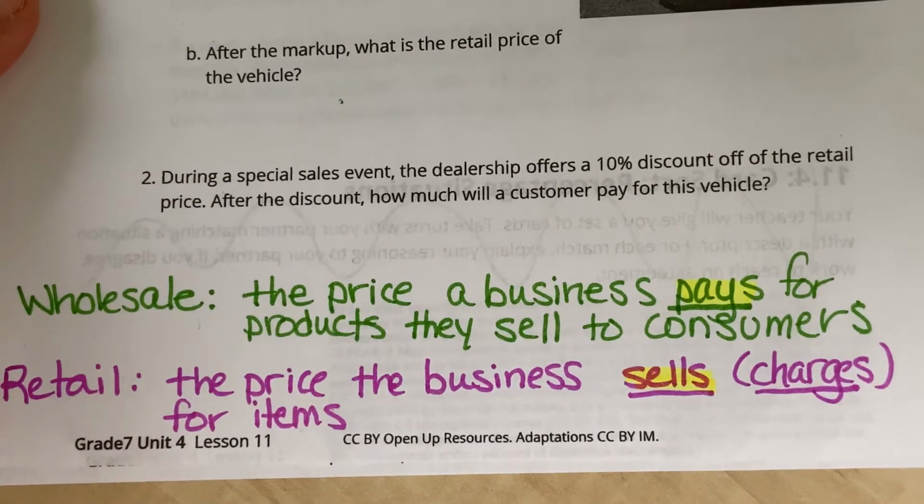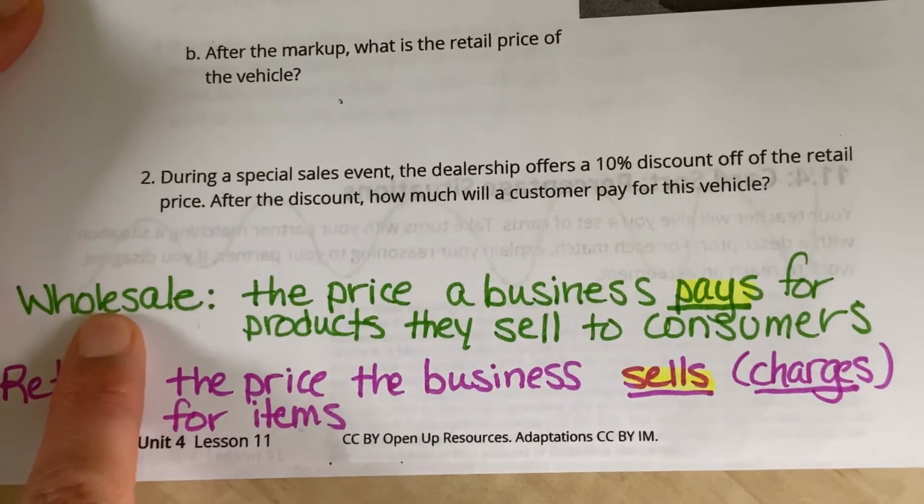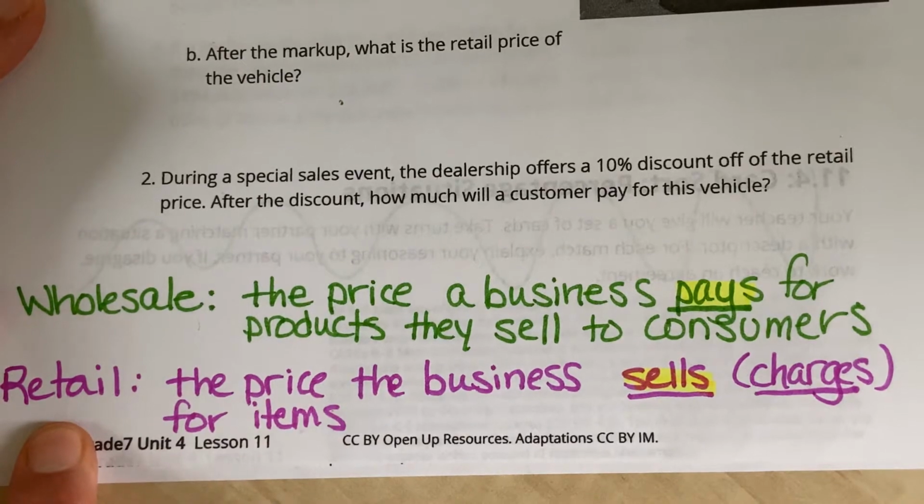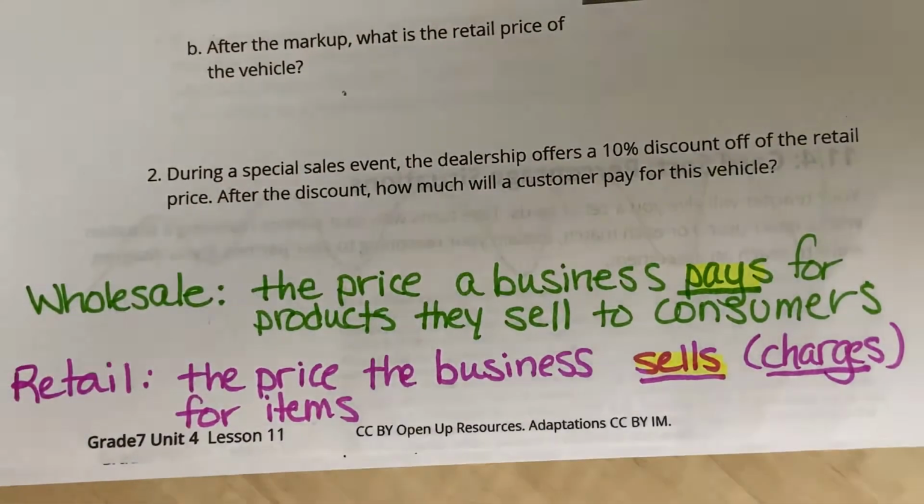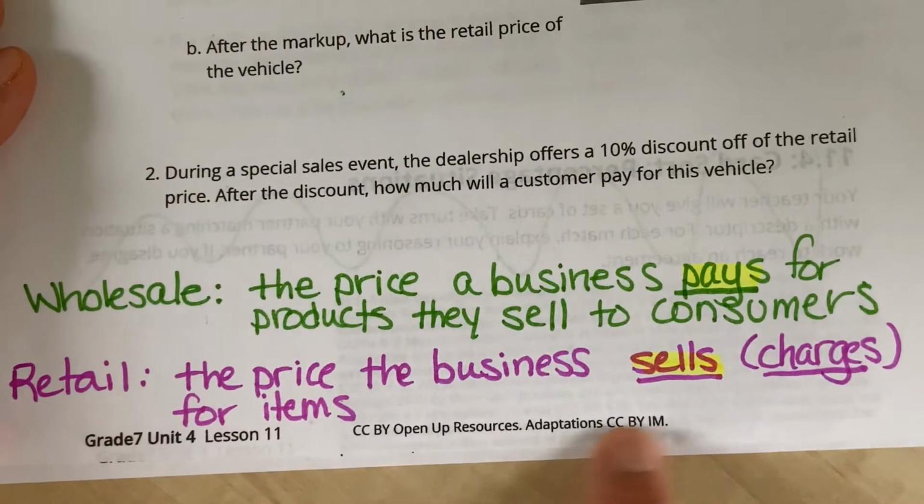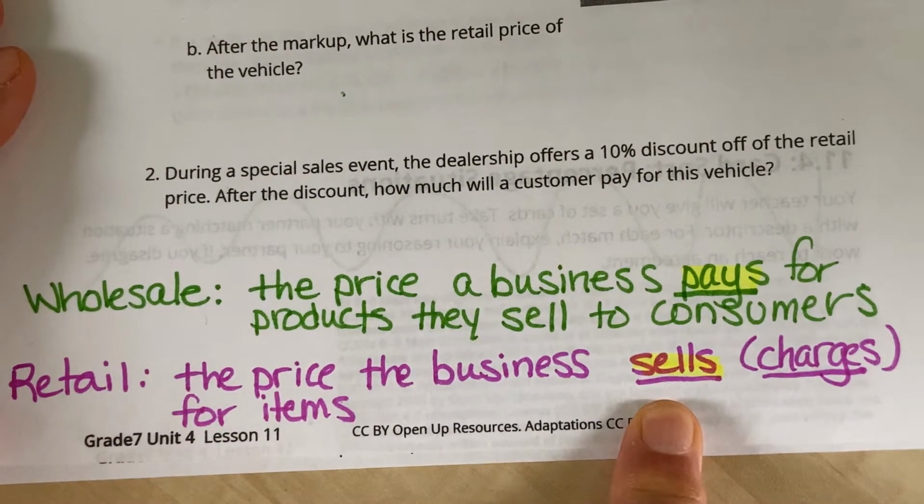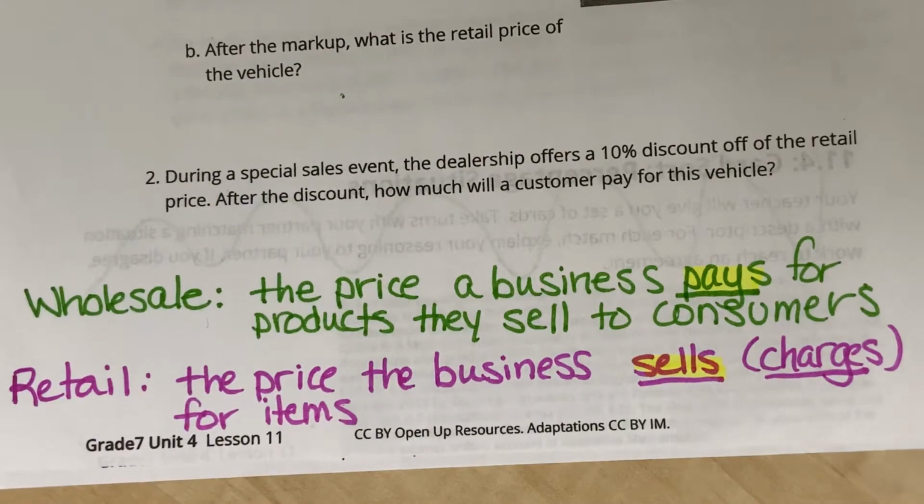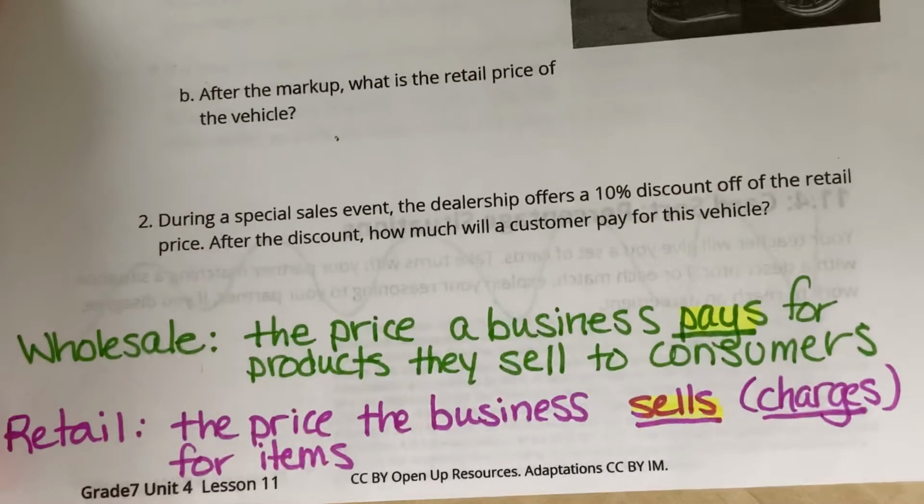That's how a business makes money. So they buy it cheaper than they sell it for. So wholesale is what a business pays for something. Retail is what a business sells it for, okay? So you need to know the difference between those two. So wholesale is kind of like your original amount, if that makes sense, and retail would be your new amount.